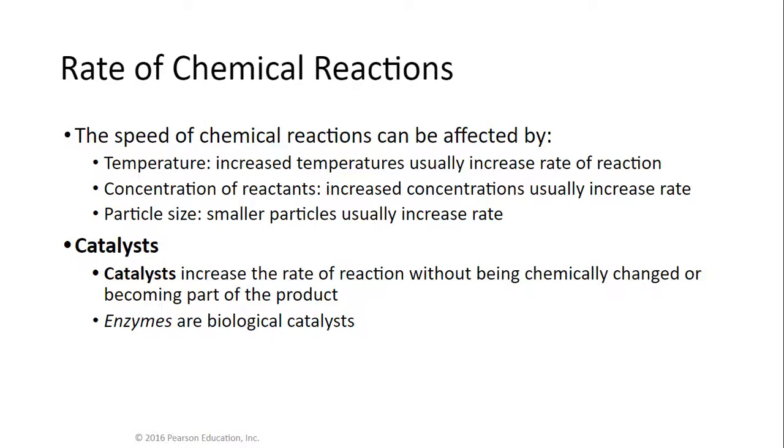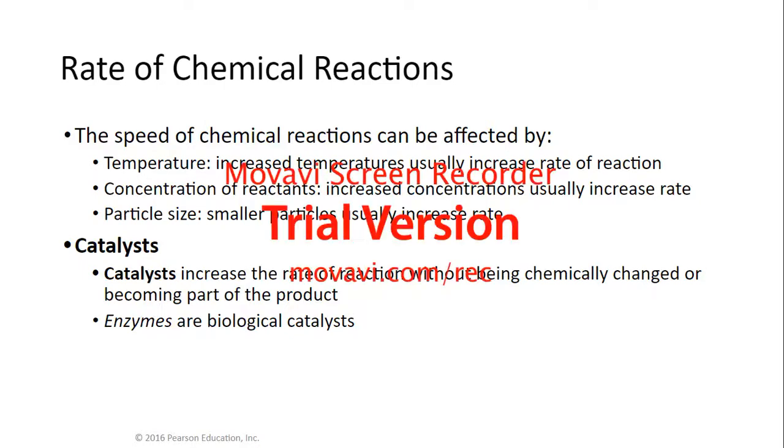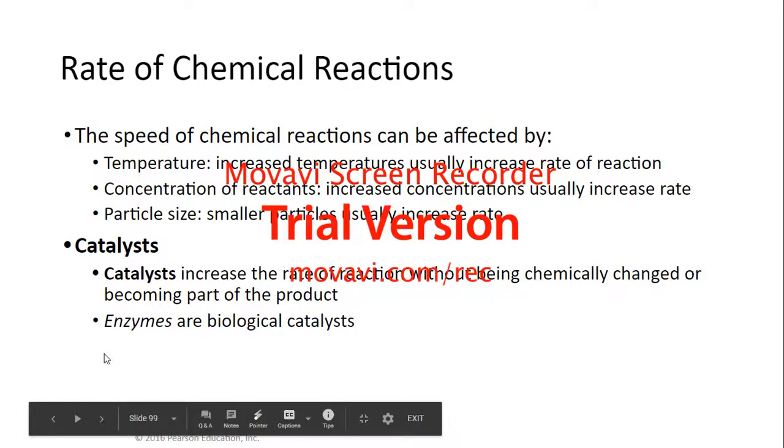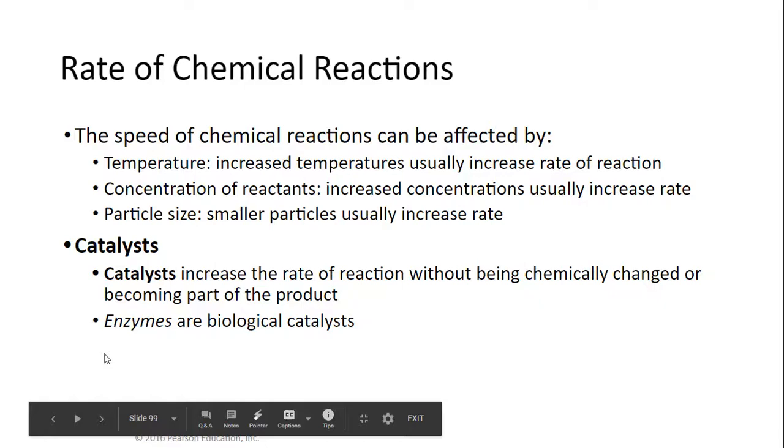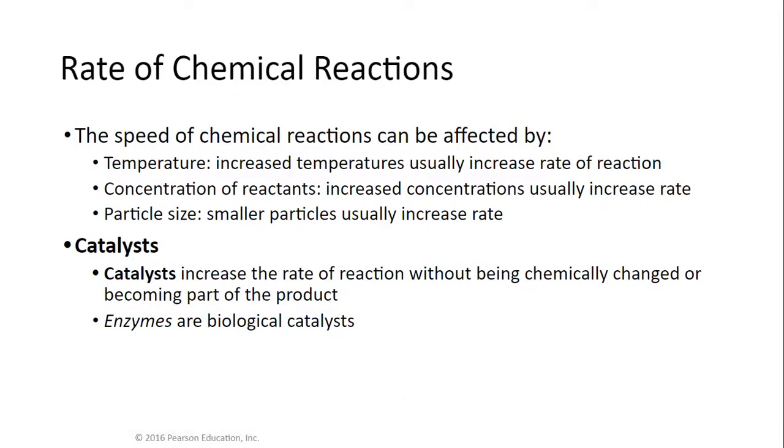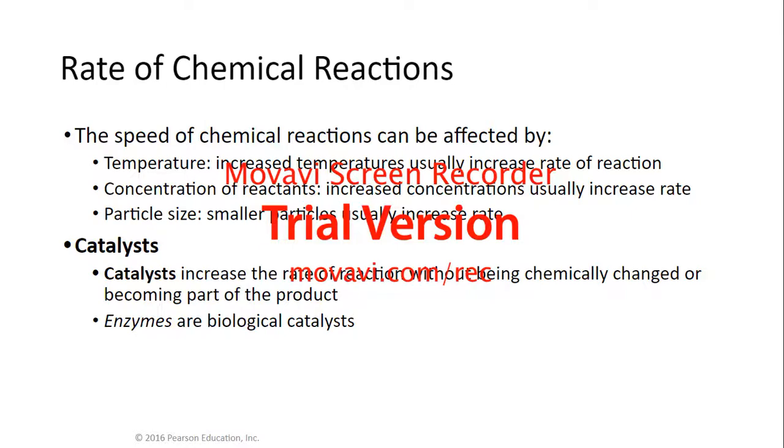Instead of being as high of a peak, they make the peak smaller, so it's faster to get going. Because once it's going downhill, the chemical reaction is going to just go real quickly. That's why enzymes are very important, because they make chemical reactions occur at a faster rate. Without enzymes, chemical reactions will occur too slowly, because catalysts increase the rate of the reaction without being chemically changed or becoming part of the product.